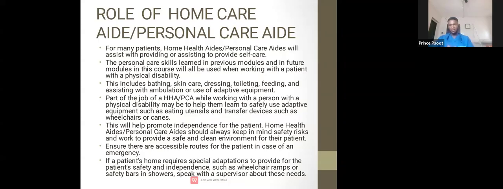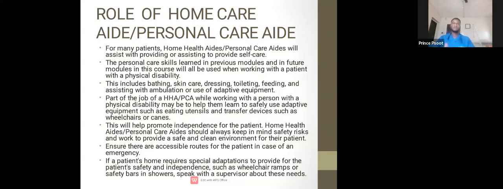HHA or PCA, just keep in mind that safety comes first. Keep in mind safety risks, and you work to provide a safe and clean environment for patients. When we talk about safety, we are not just talking about safety from harm. What type of harm? I'm talking about safety from maybe falls, from physical harm like trauma and the likes.